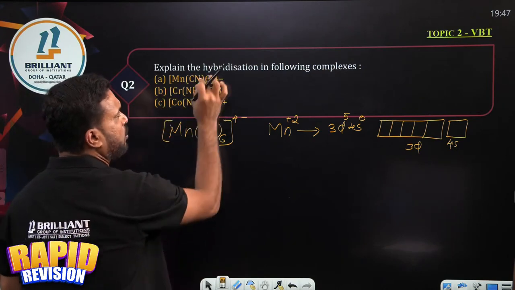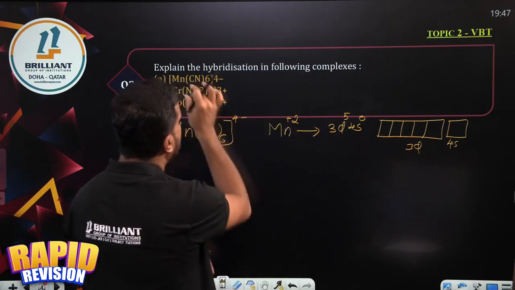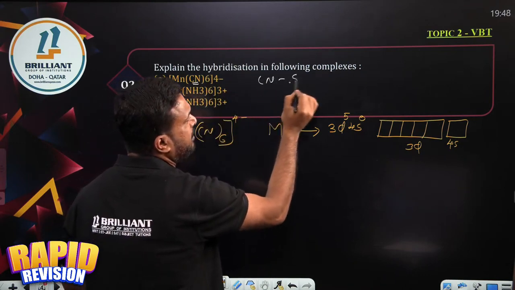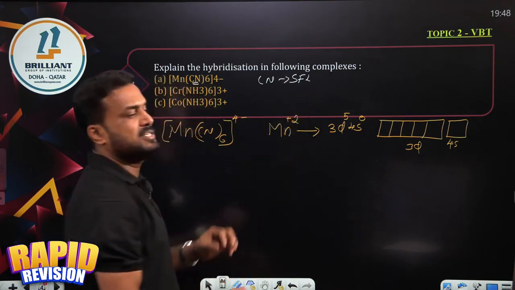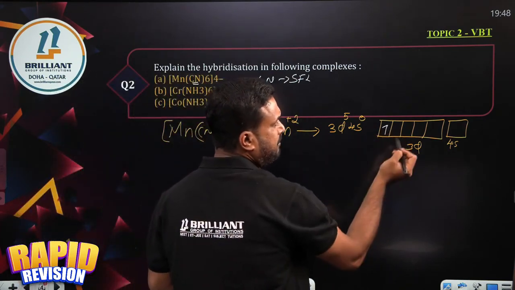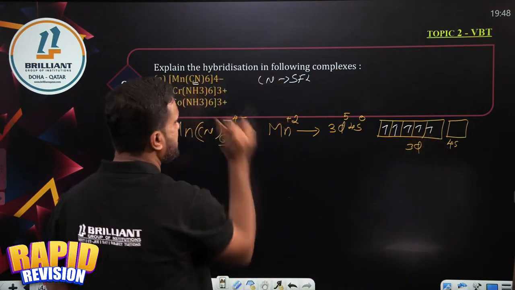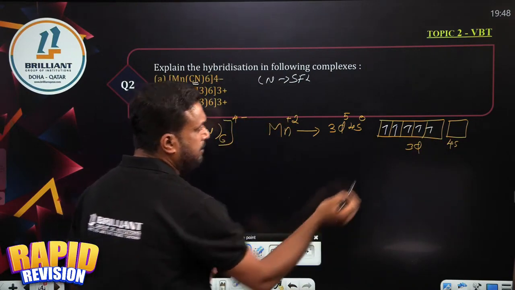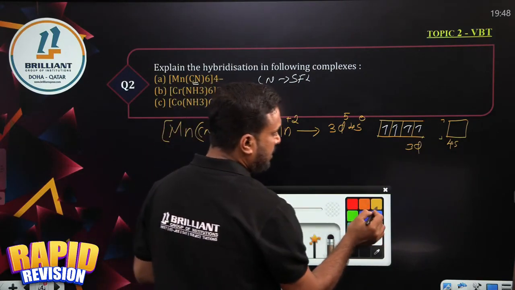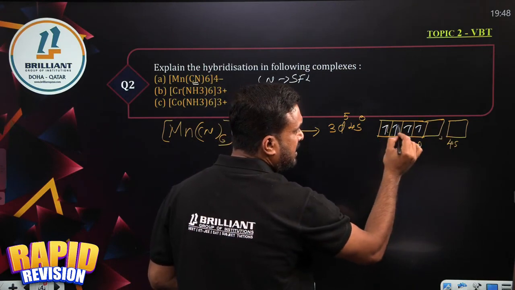Here the coordination number is 6. 6 means 6 orbitals we have to use. While giving the electrons, keep in mind CN is a strong field ligand, SFL. Strong field ligand means pairing up of electrons. So actually we have 5 electrons over here, 1 2 3 4 5. But because of CN, pairing up of electrons takes place. This electron will pair up over here and this electron will pair up over here.